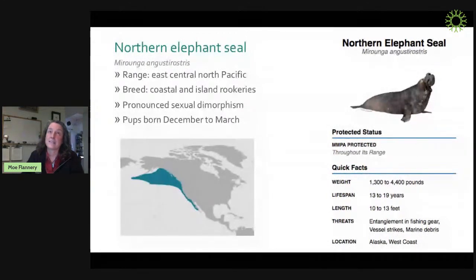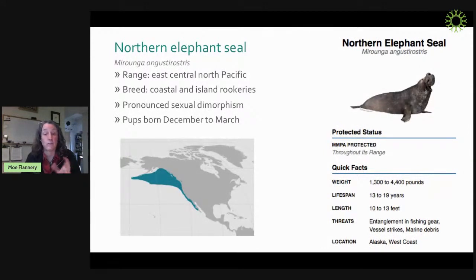Northern elephant seals have extreme sexual dimorphism, with adult male bodies can be about 10 to 13 feet. They're big animals, and they can weigh up to 4,400 pounds. And adult females typically measure up to 10 feet, and they're about 1,300 pounds. This species was hunted almost to extinction for their blubber, which was used for oil for lamps and things. And they've made a remarkable comeback, originating from less than 100 individuals at the turn of the 20th century. Now there are over 200,000 northern elephant seals out there.